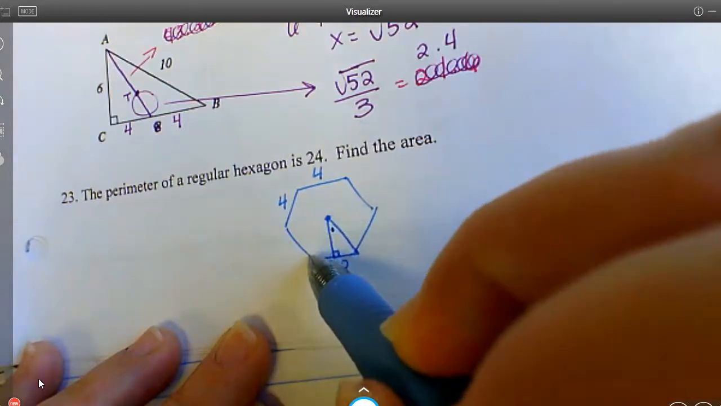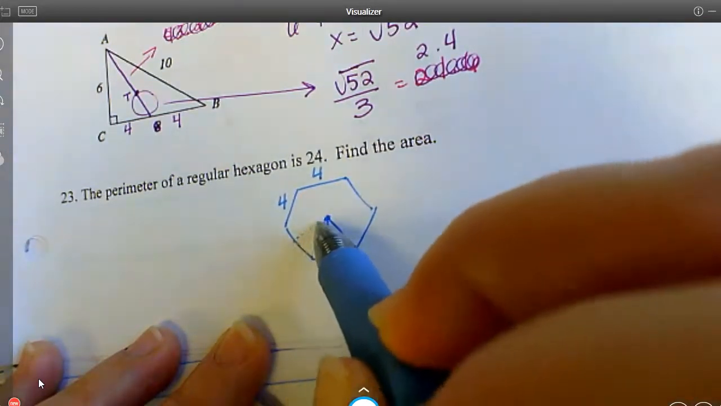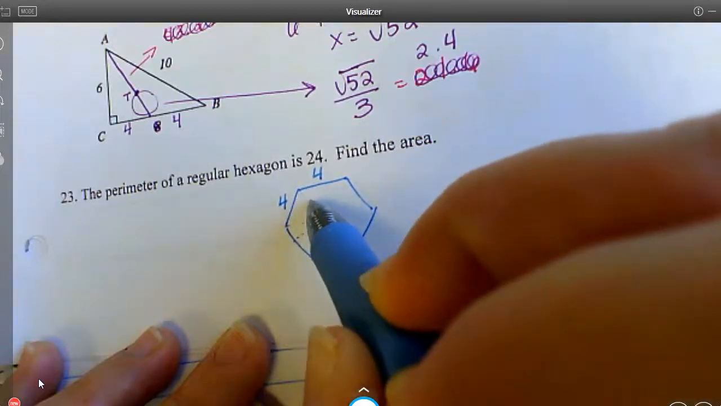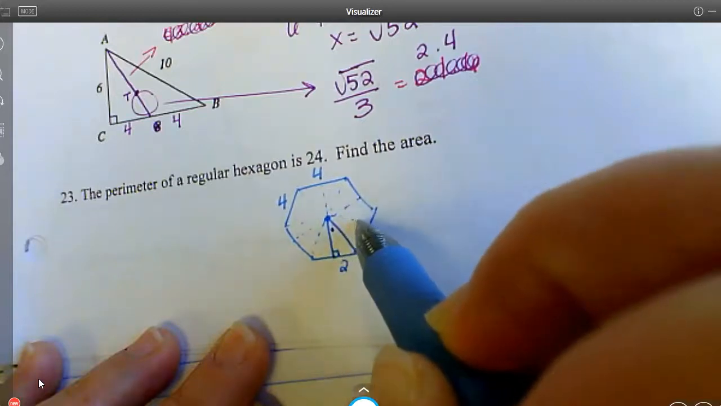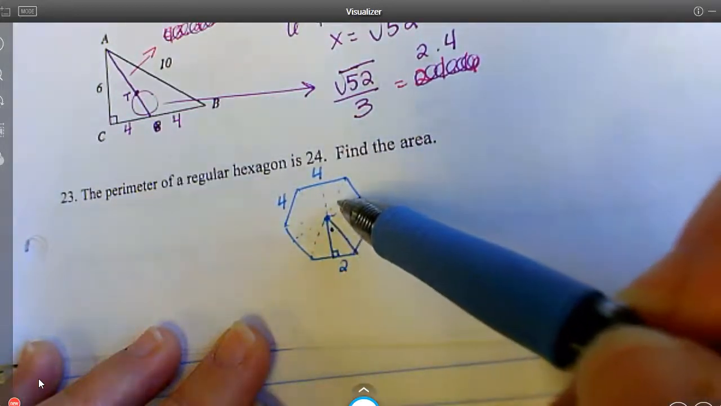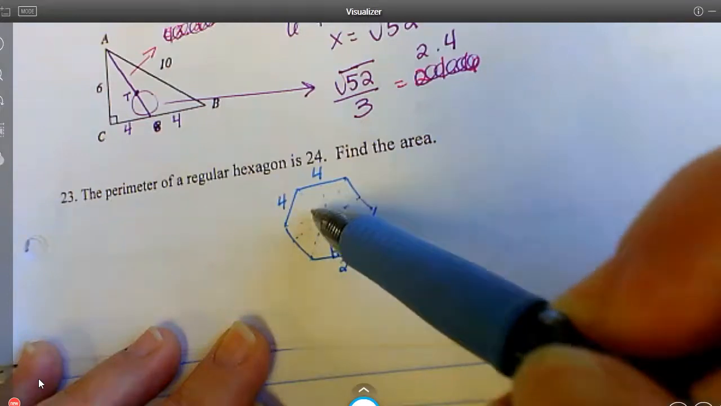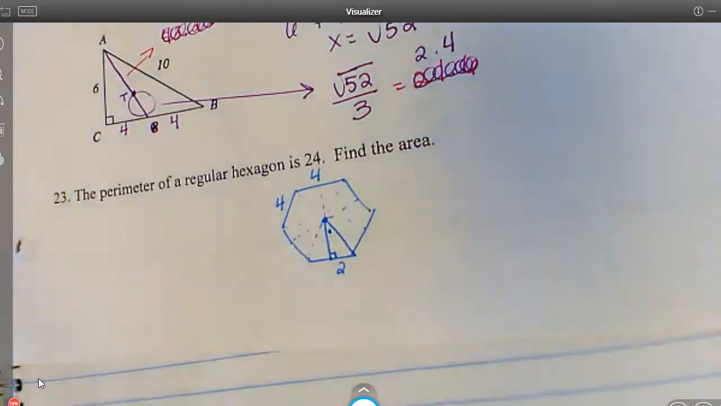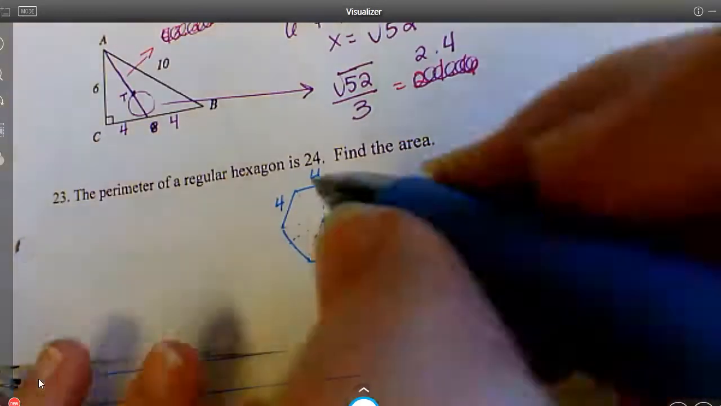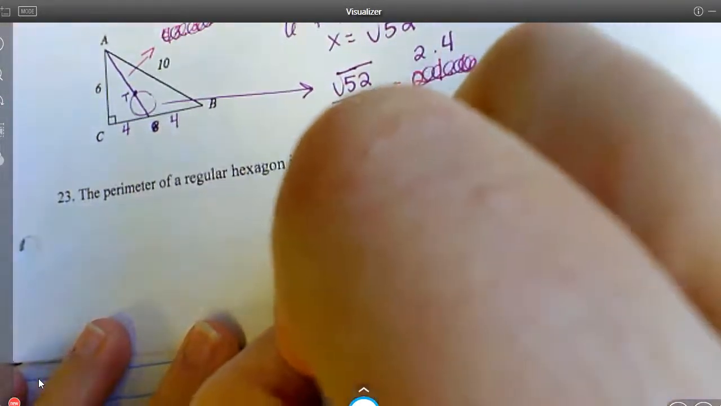How many triangles are going to make up this thing? 12. And if I added all of those angles there in the center, that's going to add to 360, right? If I add all the angles in the center together, that would be 360. And there's 12 angles. So how can I figure out what one of the angles are? 360 divided by 12. This angle right there is 30.